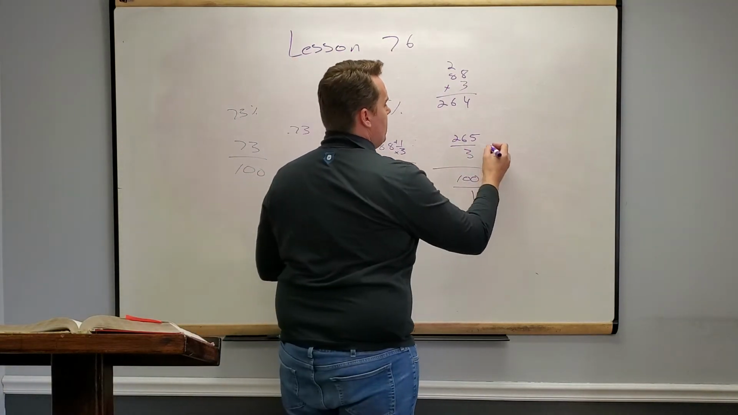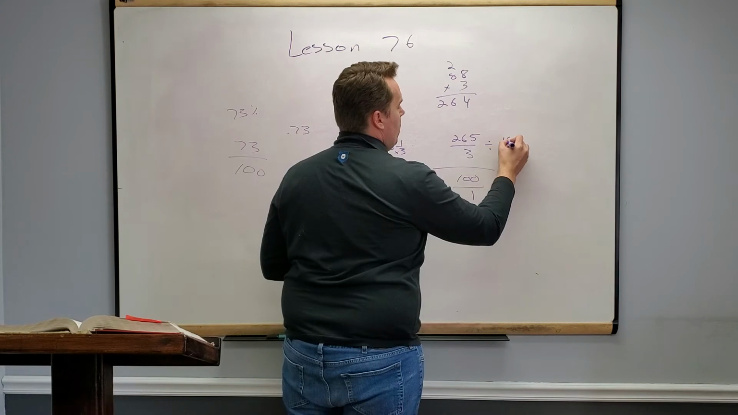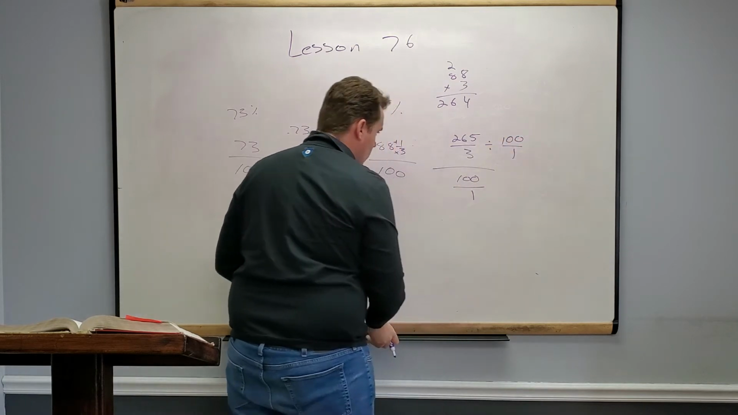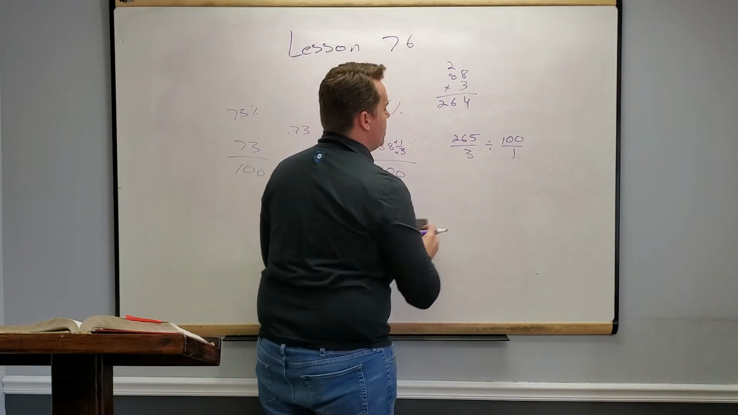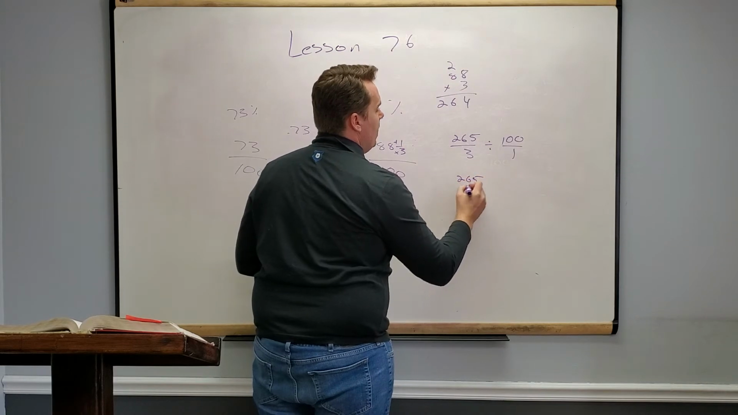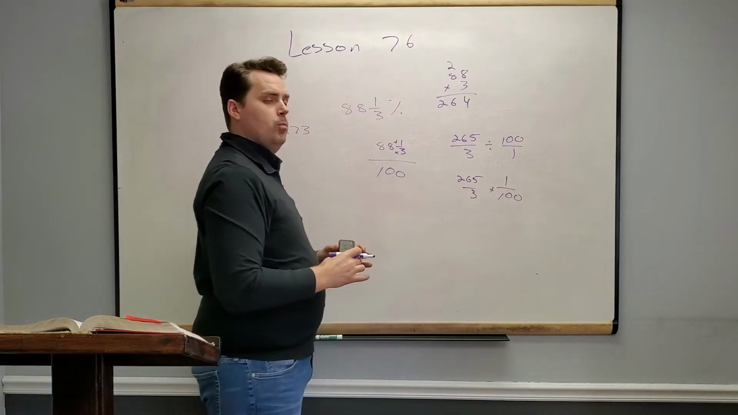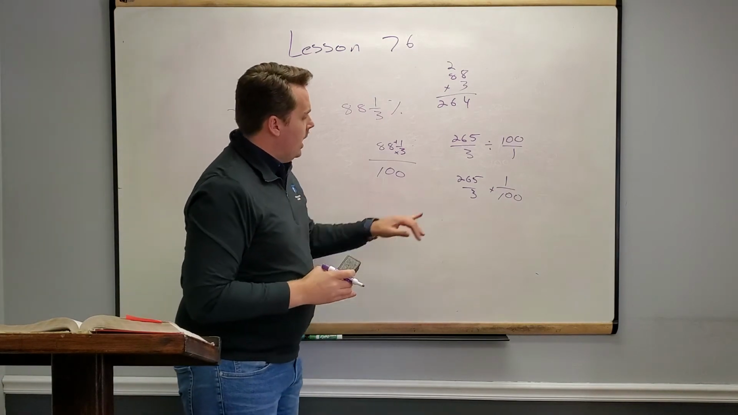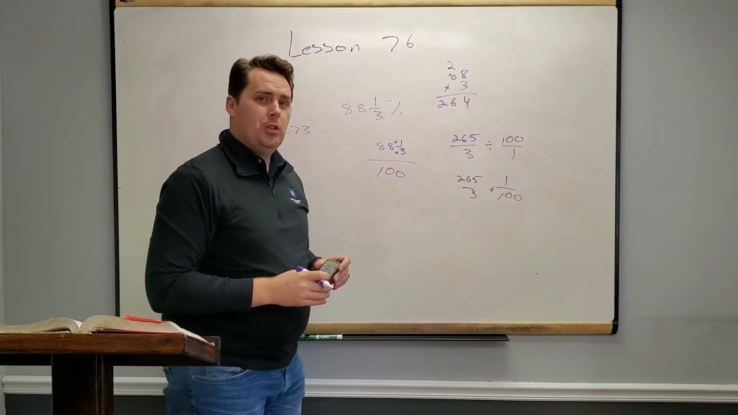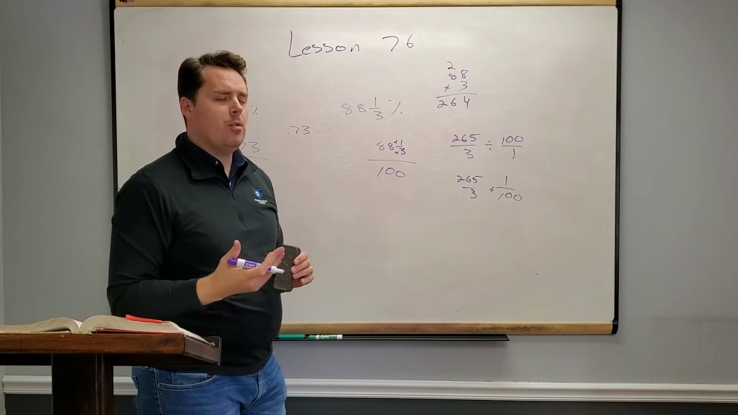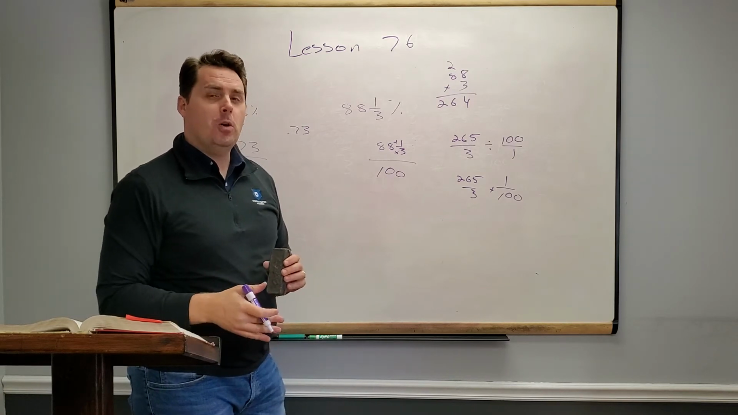So let's rewrite this. 265 divided by 100 over 1. And then we will change that to be 265 over 3 times 1 over 100. So now we're looking at 265 and 100. They both end with 5 or 0, so I know 5 will go into both of them.